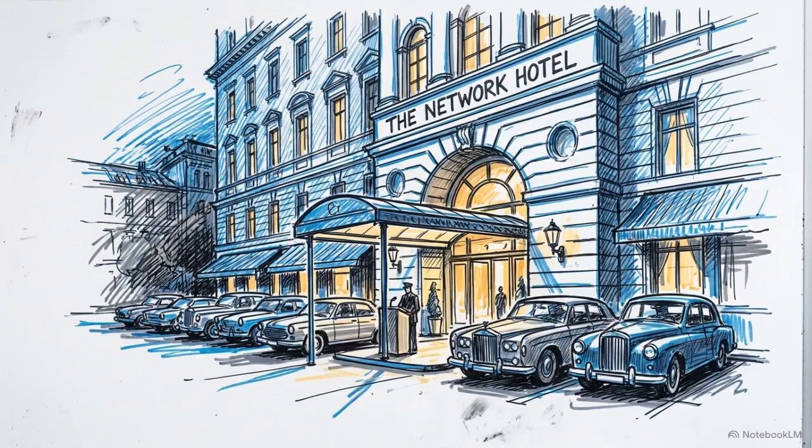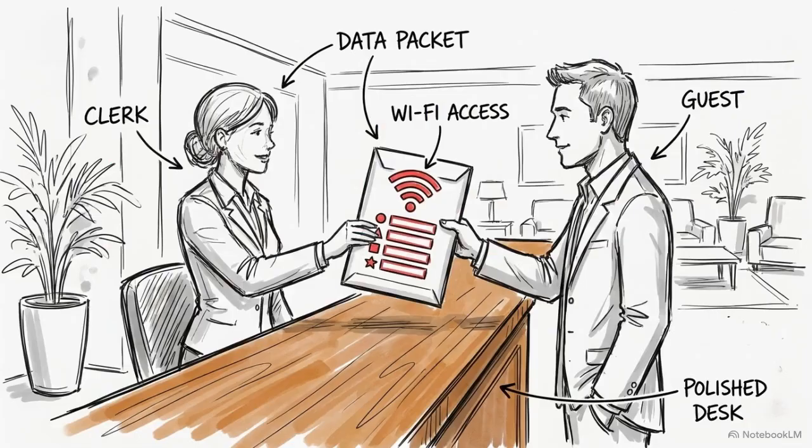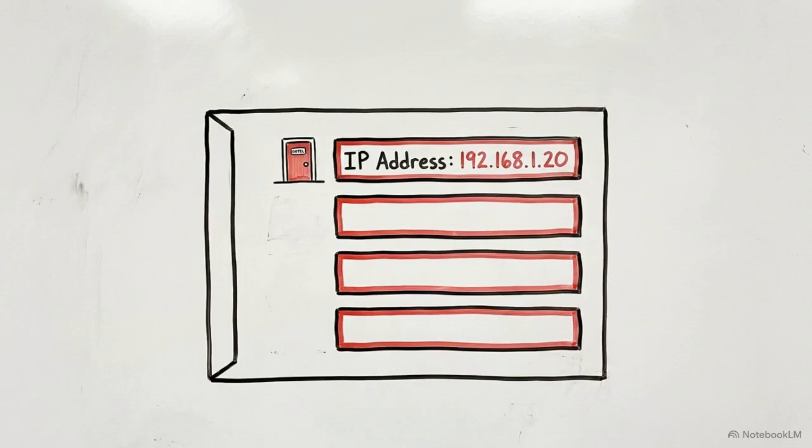To understand exactly what DHCP does, imagine checking into a hotel. The network is the building, and the DHCP server is the front desk clerk, handing you a welcome packet with everything you need for your stay. This diagram shows what that digital welcome packet looks like.